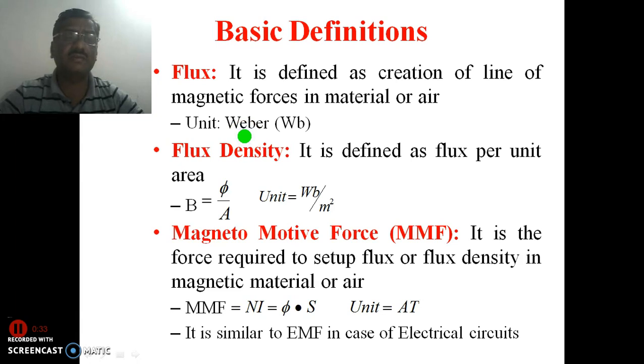Now I will start with the second definition, which is flux density. It is defined as the flux per unit area, and B is equal to phi by A, and its unit is Weber per meter square. A is the cross-sectional area of the magnetic path, and phi is the flux through the magnetic path.